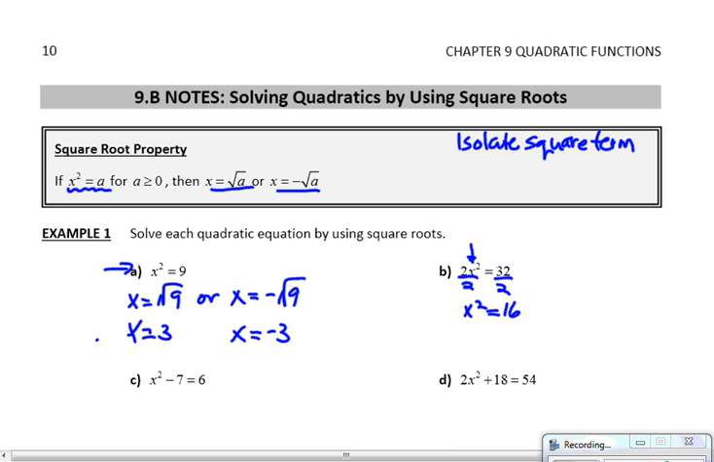Now I have it back into my x squared is equal to a form, so very simple. I'm going to take the square root of both sides, and I'm going to get that x is equal to the square root of 16, or x is equal to the negative square root of 16. So that would be that x is 4, or x is negative 4.